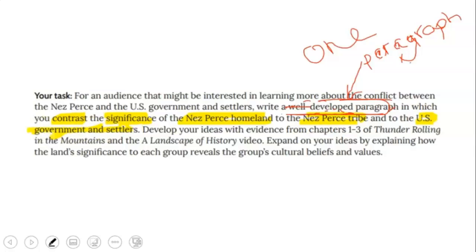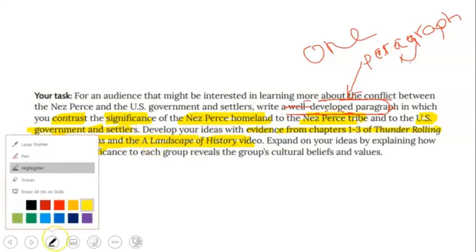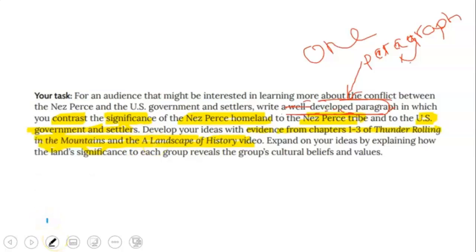Develop your ideas with evidence from chapters 1 through 3 of Thunder Rolling in the Mountains and A Landscape of History video. Sorry, this pen is not good. This looks really bad. I'm so sorry. Okay. Expand on your ideas by explaining how the land's significance to each group reveals the group's cultural beliefs and values. Wow, that last one was really good.